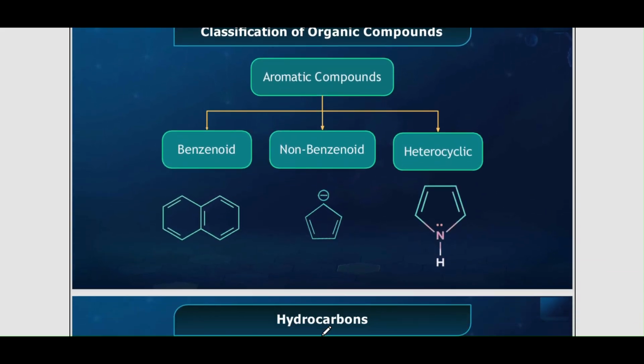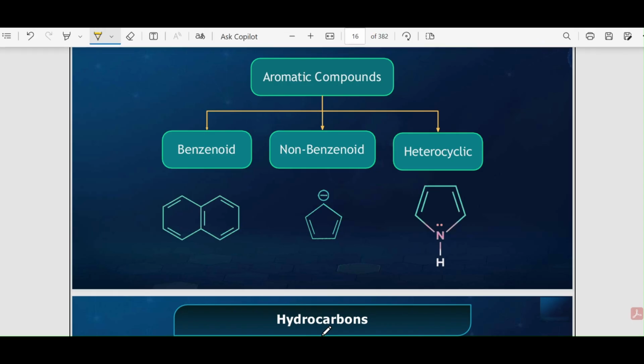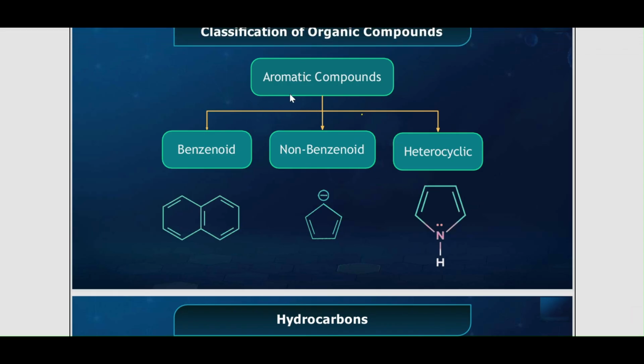As we have already seen, aromatic compounds are divided into three types. One is benzenoid, another one is non-benzenoid, and another one is heterocyclic aromatic. It is aromatic as well as heterocyclic. That means once again we will discuss them one by one.